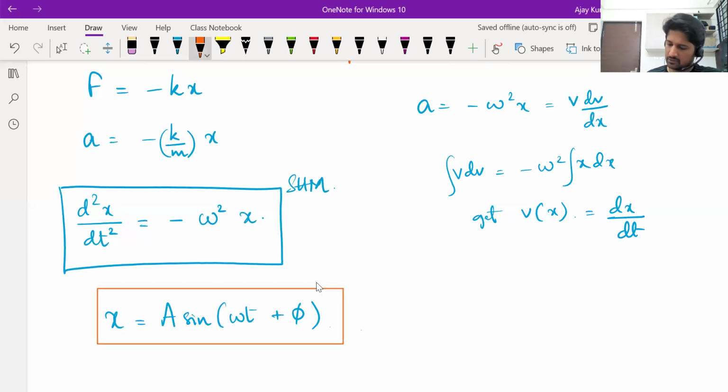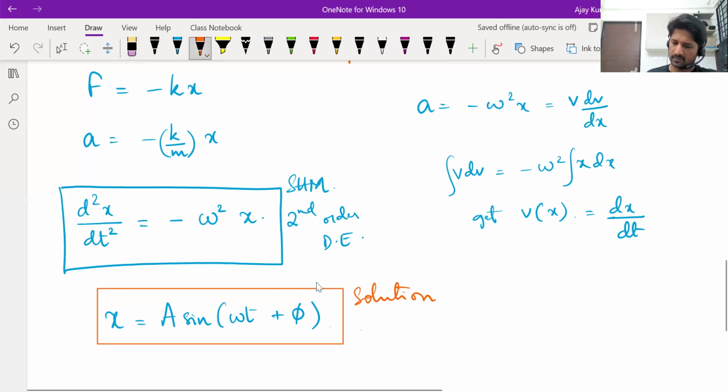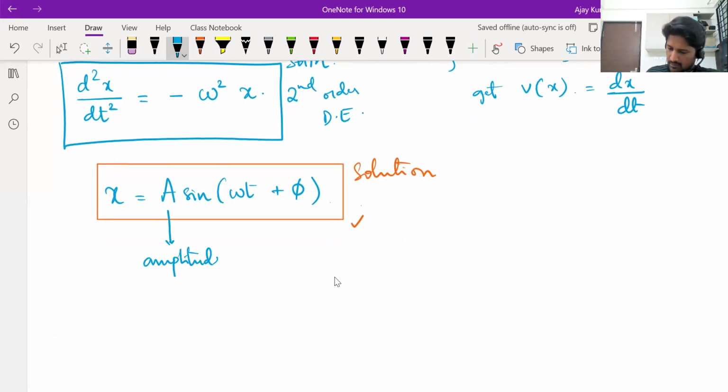This is the solution to this second order differential equation. This is the differential equation in terms of x and time, and the proper equation which satisfies that differential equation is this: x is equal to a sine omega t plus phi, where we call a the amplitude of oscillation. Omega is called angular frequency, phi is called phase constant, all those things you know. Now, what do we mean by amplitude of oscillation? Amplitude is nothing but maximum displacement away from the mean position.